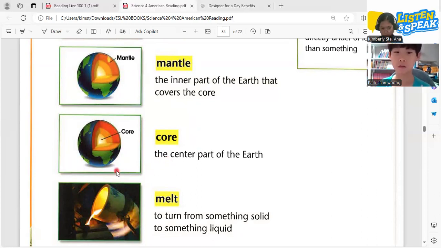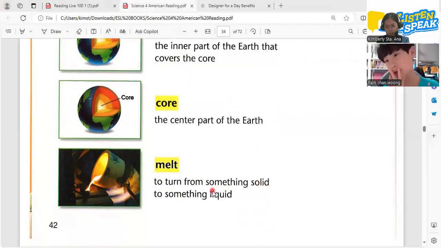It is the hottest part of the earth. It's made of melting rocks, lava. It's like a volcano inside. That's why we experience earthquakes and sudden ground movements, because inside Earth is like a big volcano. Okay? It's very hot.